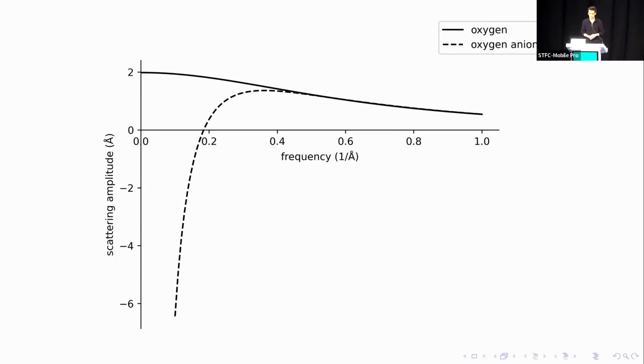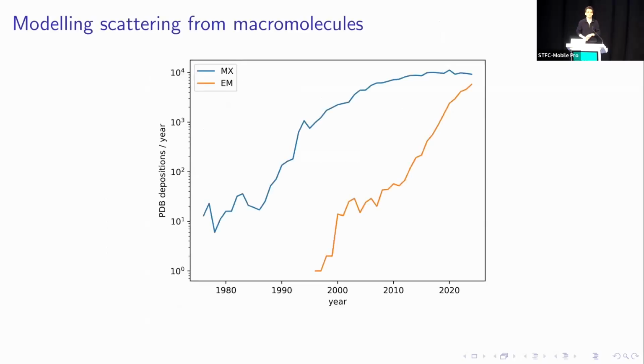they scatter really differently. And what this suggests is that if you have negatively charged functional groups in your protein, they should scatter really differently to atoms of the same element that aren't negatively charged. And we should be able to observe those effects in maps. So that's one of the research questions that we're seeking to address.